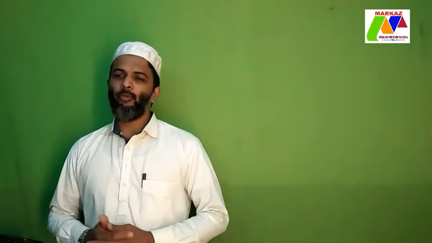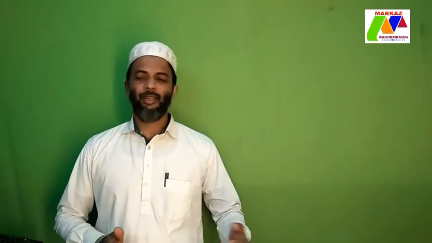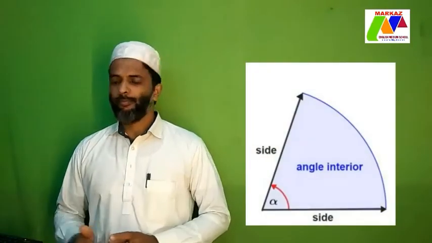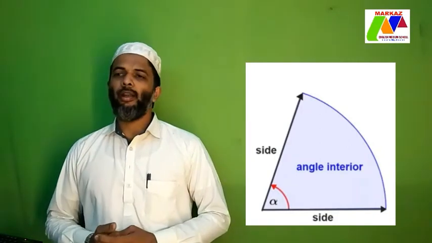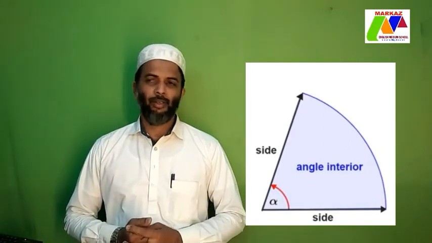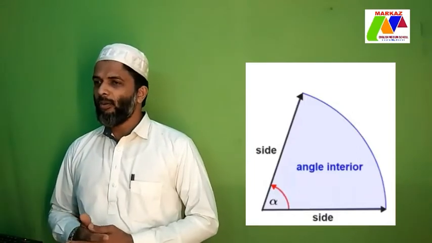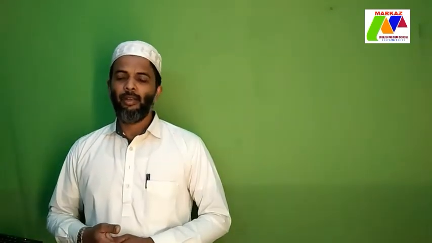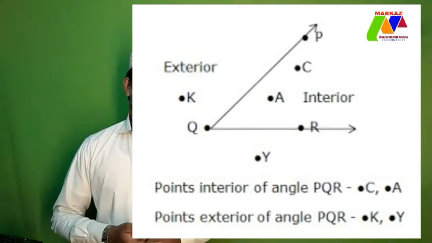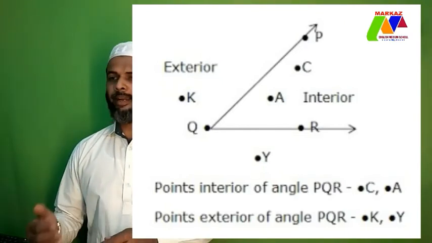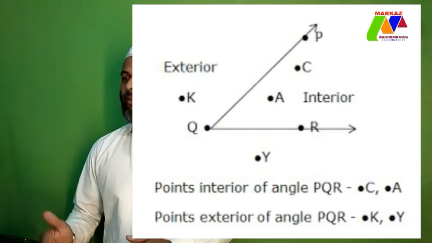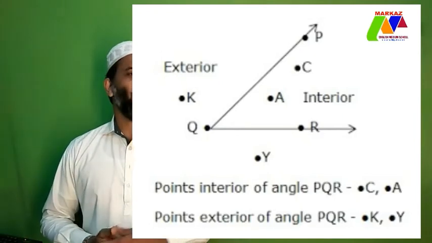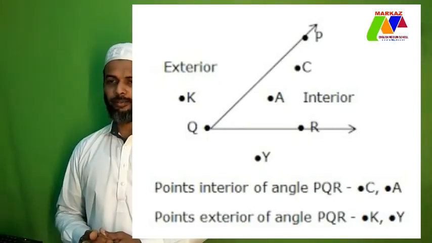Next, coming to parts of an angle. There are two portions in one angle, which are the interior portion and the exterior portion. Look at the figure. Inside the two rays or arms of the angle, we call the interior. Outside the angle, we call the exterior. Here, for angle PQR, points C and A are on the interior side of the angle, and points K and Y are on the exterior side.